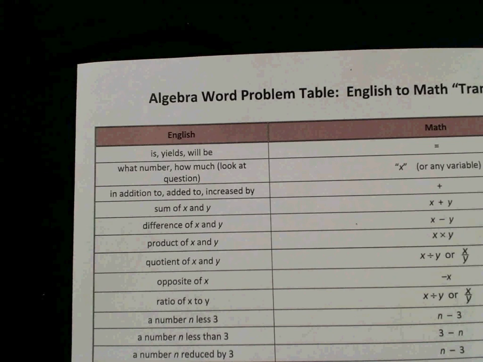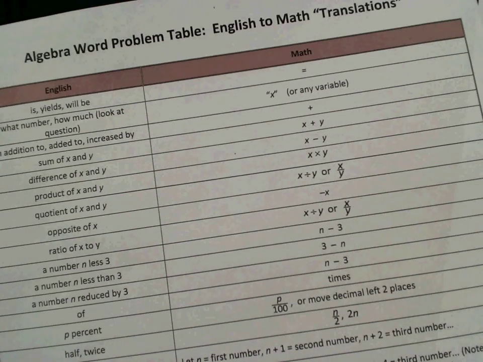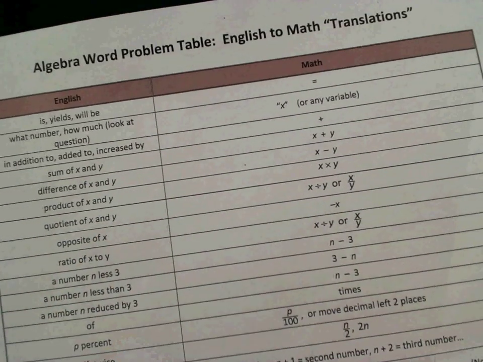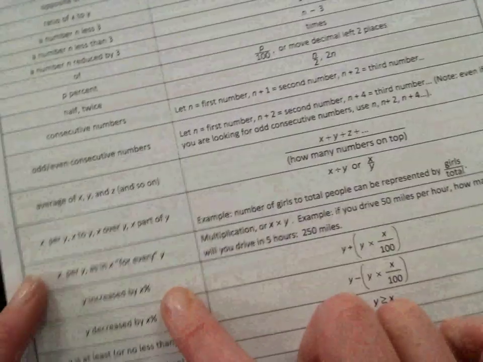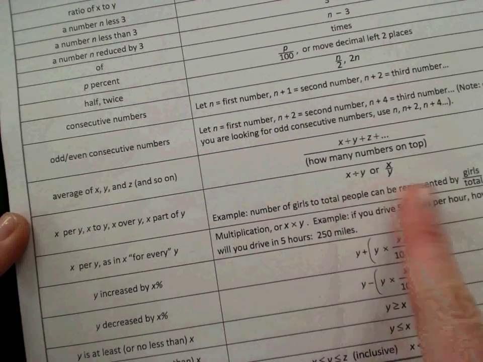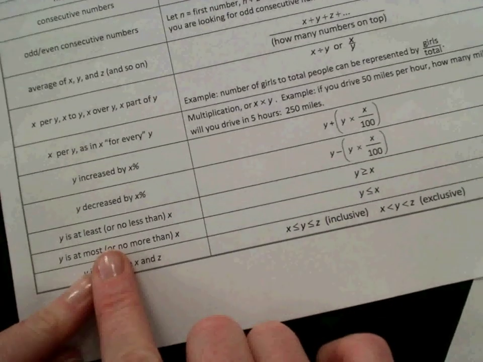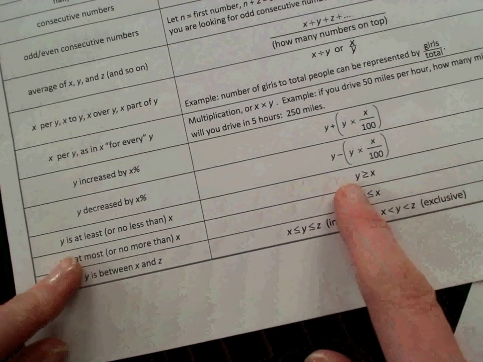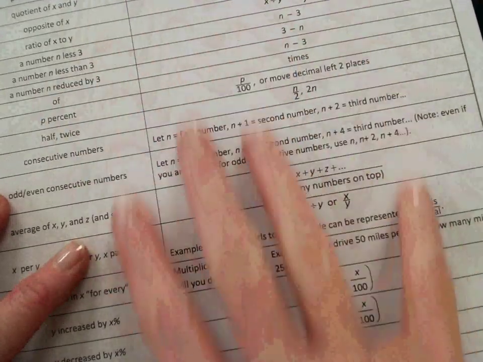So that's it for our guided notes. If you take a look on the back, mine's blank. You have a little translation table here from English to math. It's not all inclusive, but there's a lot of help here in case you forget what it means if you see the word quotient. That means divide. The opposite of x means throw a negative sign in front. If we see the word per or x to y or x over y or x part of y, that's going to be a division situation. We've got the at least or no less than.